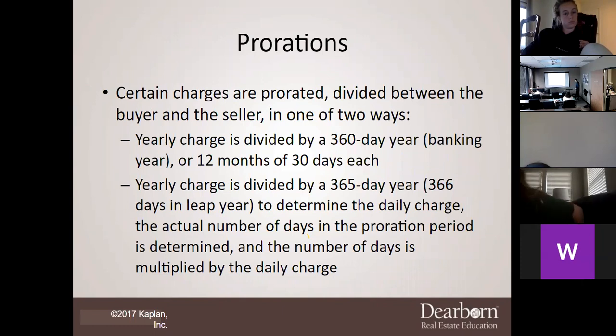So now we're in prorations. We've gotten through everything. We're done. We've applied for a loan. We found a house. We put in a contract, sent it to the parties, paid it. We went to closing. We did our inspections.